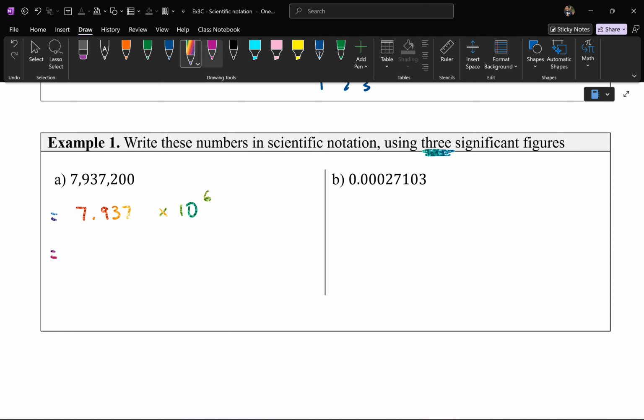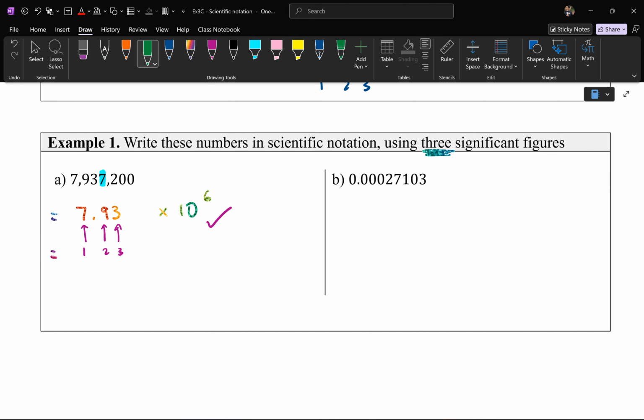6. Okay. Let me tell you which parts are correct. This is correct. This is not correct. Where have we gone wrong? Very good. This is 4 significant figures. That's considered 1. That's 2. That's 3. That's 4. So I should actually stop at the 3, but this is still wrong. Why? Very good. So that 7 matters.